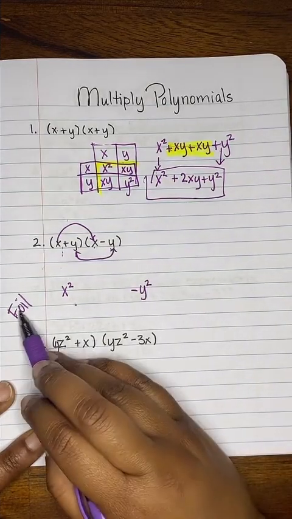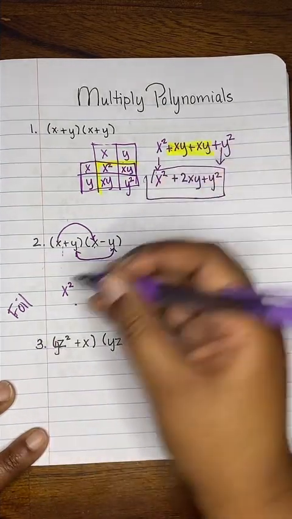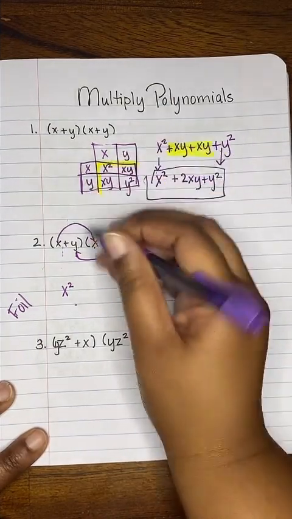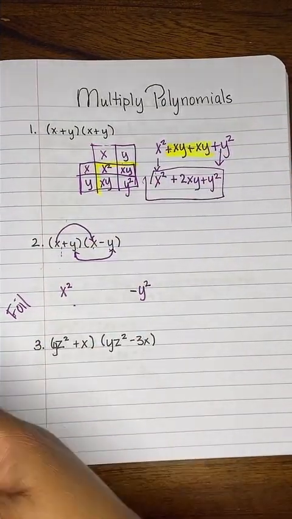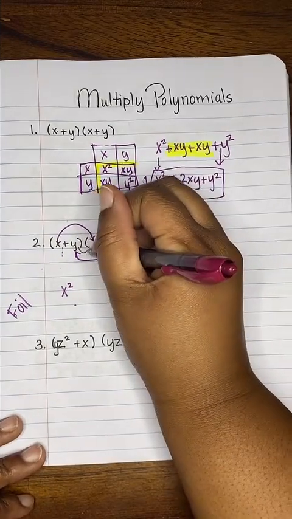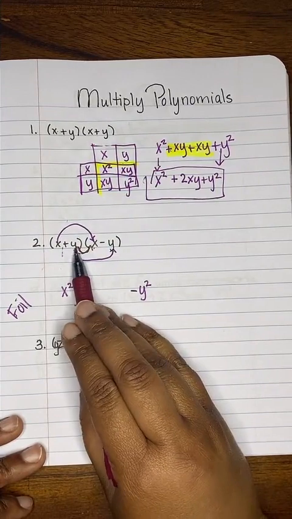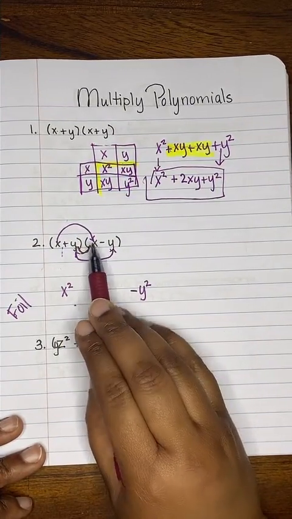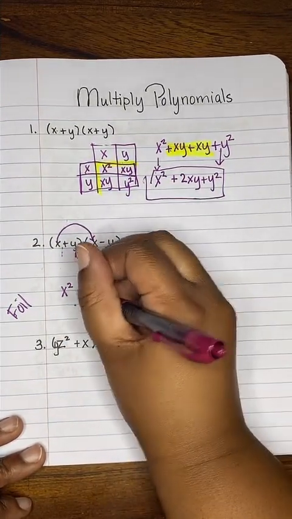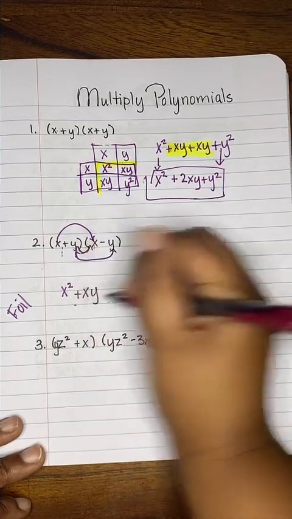And then first, outer, inner. What it means by inner is these two that are both in. Let me change colors because this might help people. So y times x, or x times y, is just plus xy, all right?